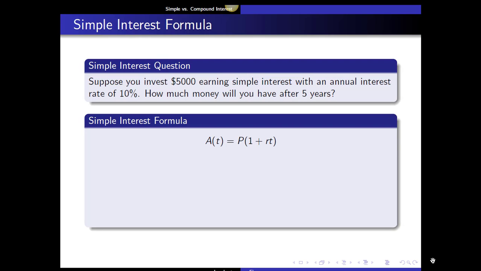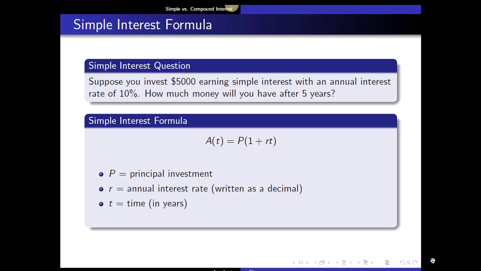Now, let me explain what each of those are. The P is our principal investment, so that's what we're starting with in terms of income. Our r is just our annual interest rate, but we're writing it as a decimal. Our t is our time in years, and we can actually adjust. If we aren't using an annual interest rate, let's say a daily interest rate, then our time should be in days, so we can adjust accordingly. And then last but not least, A(t) is the total investment amount after t years have passed. So let's revisit our problem.